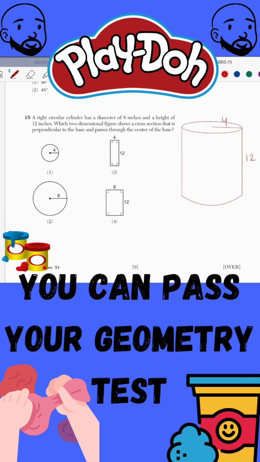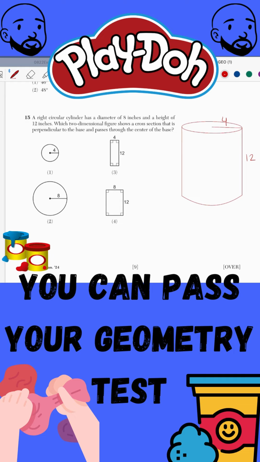Pay attention, everyone. We're going to do a cross-section question for a geometry test. A right circular cylinder has a diameter of 8 and a height of 12. Which two-dimensional figure shows a cross-section that's perpendicular to the base and passes through the center of the base?